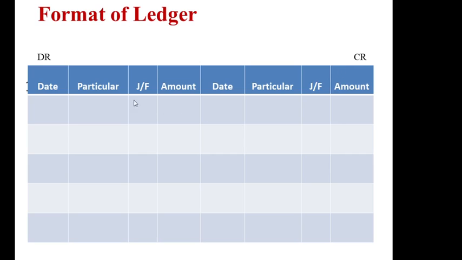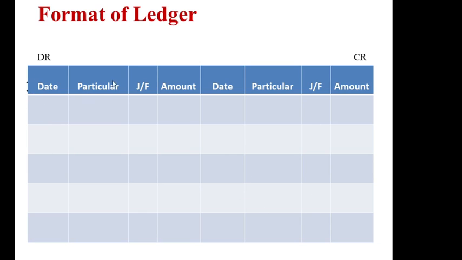Now see, in the debit side, the date column is there, the particulars column is there, the ledger journal folio column is there, and the amount column is there. It starts the same way on the credit side: date column, particulars column, JF column, and the amount column. So this is the format.